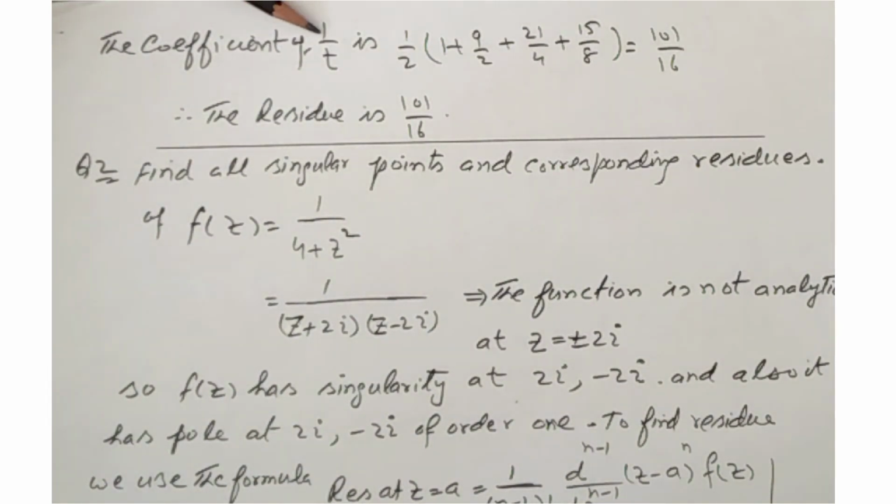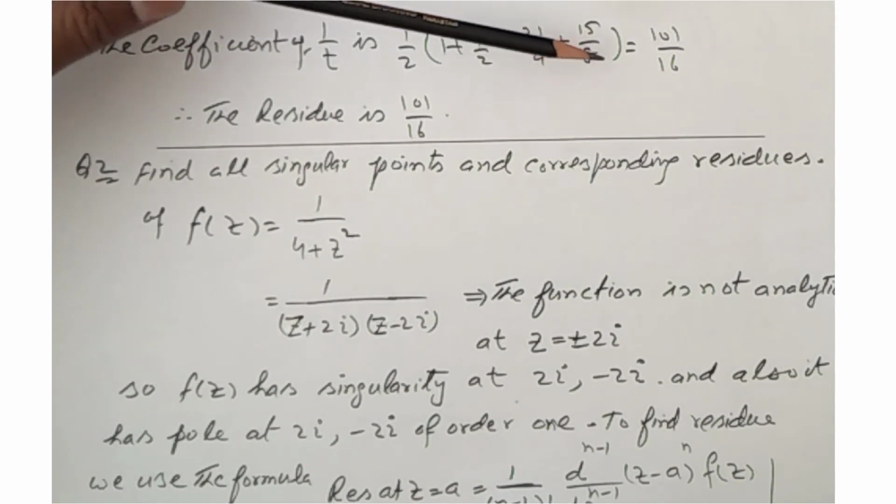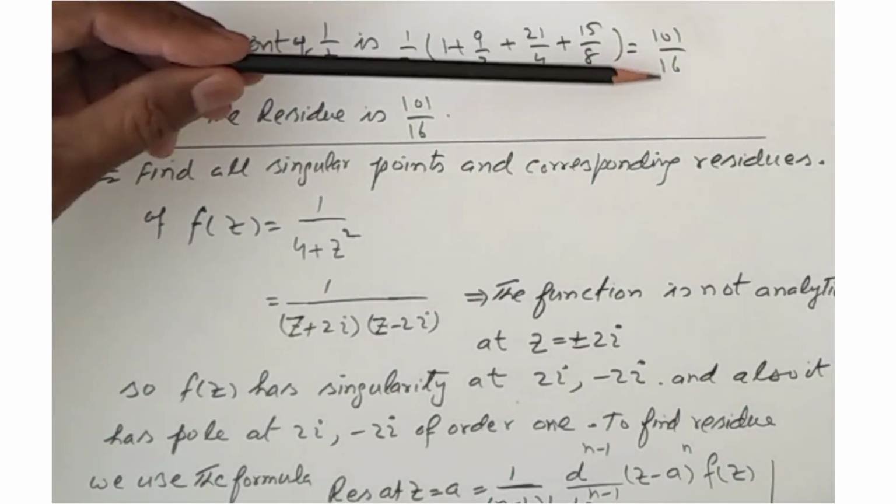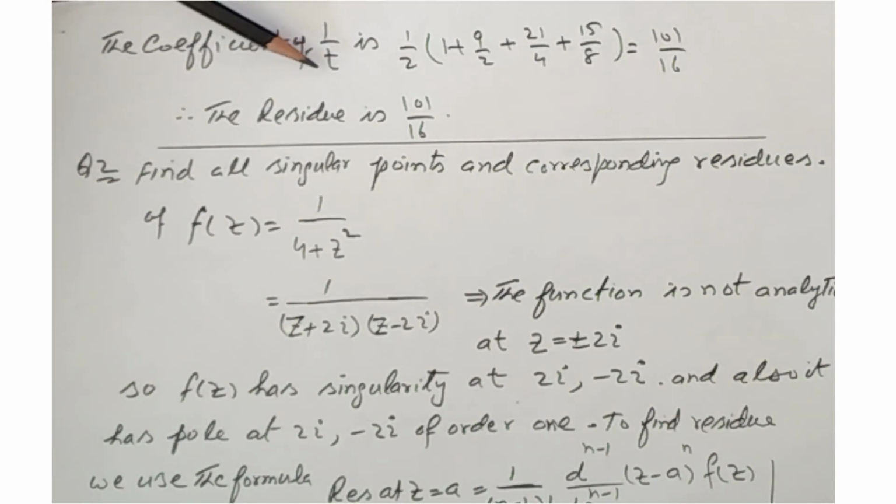The coefficient of 1 by t is 1 by 2, 1 plus 9 by 2 plus 21 by 4, 15 by 8 equal 101 over 16. So this is the coefficient of 1 by t. This is the negative power of t. The coefficient of negative power of t is 101 by 16. So this is residue of the function.